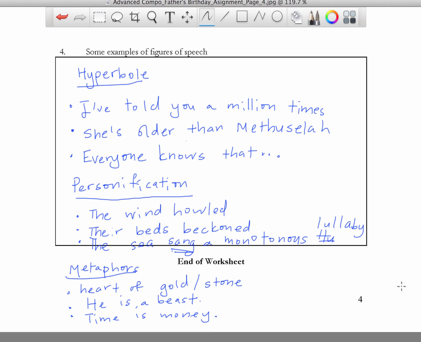So do try your best to add at least a couple of figures of speech into your stories when you are writing.